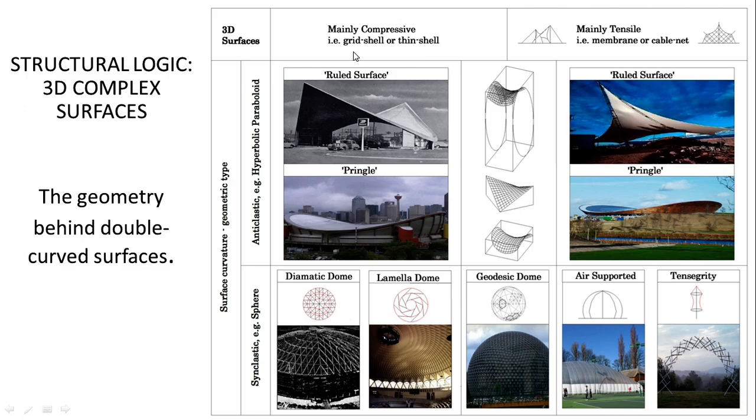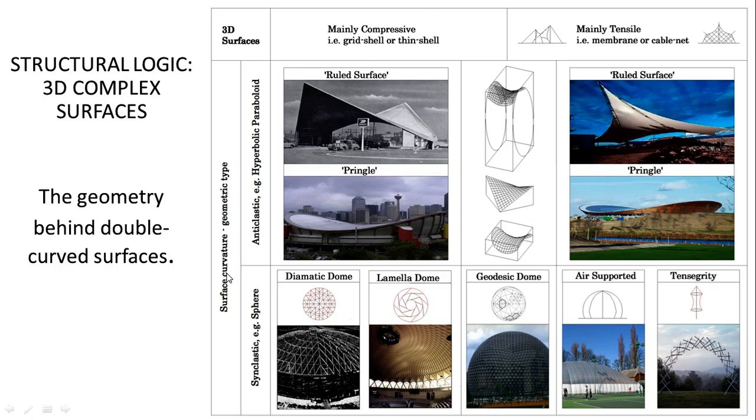Compressive shapes, you will hear these terms used: grid shell or thin shell structures. Generally speaking, shell structures are under compressive strength, and under tensile shapes you will hear expressions such as membrane or cable net structures mentioned, or sometimes fabric structures will be used. Unfortunately, these terms do vary according to the architect or the engineer, or indeed the part of the world that you're dealing with. So that's the two major classifications.